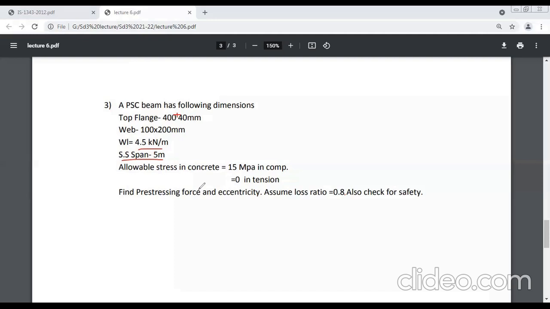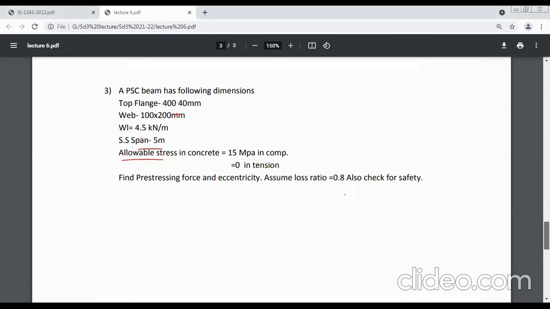Assume loss ratio is 0.8. And also check for safety. Okay, so in this example, top stresses and bottom stresses are given, meaning compression and tension stresses are given. So we need to find out the pre-stressing force and eccentricity. In the analysis part, we calculated top stresses and bottom stresses, but here they are given. We need to find out the pre-stressing force and eccentricity. Okay, I will explain how we calculate the pre-stressing force.